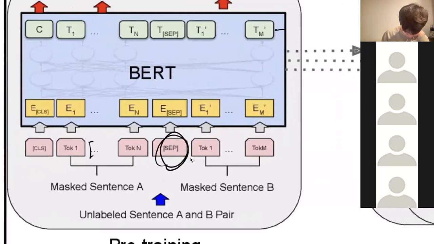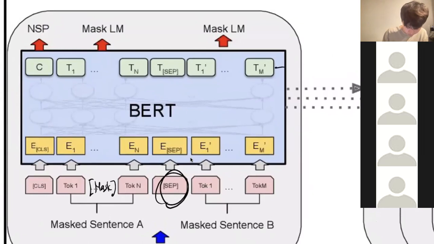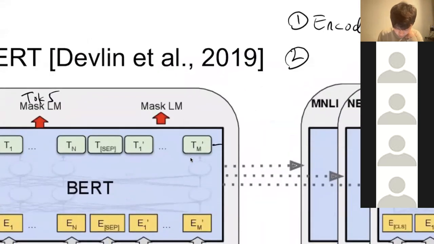Actually, that's pretty convenient. I should have used that before. Like that. But then we want to predict what that word is. So the model is learned to predict this into token 5. So that's difference number two.